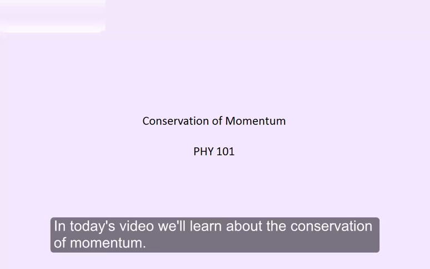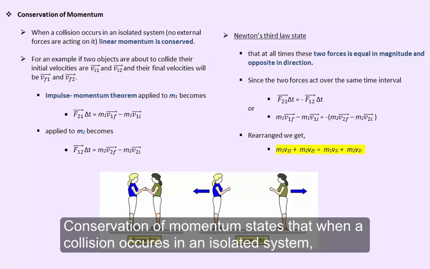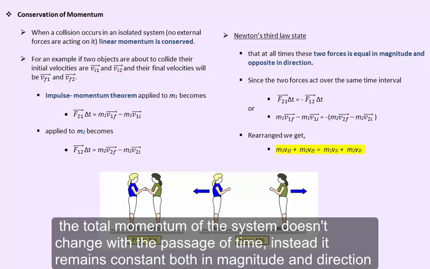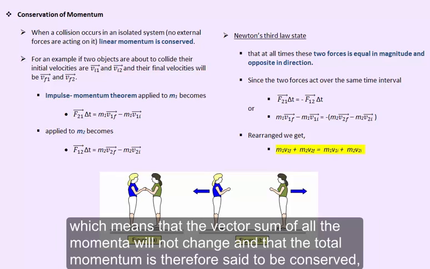In today's video, we'll learn about the conservation of momentum. Conservation of momentum states that when a collision occurs in an isolated system, the total momentum of the system doesn't change with the passage of time. Instead, it remains constant both in magnitude and direction, which means that the vector sum of all the momenta will not change, and that the total momentum is therefore said to be conserved.